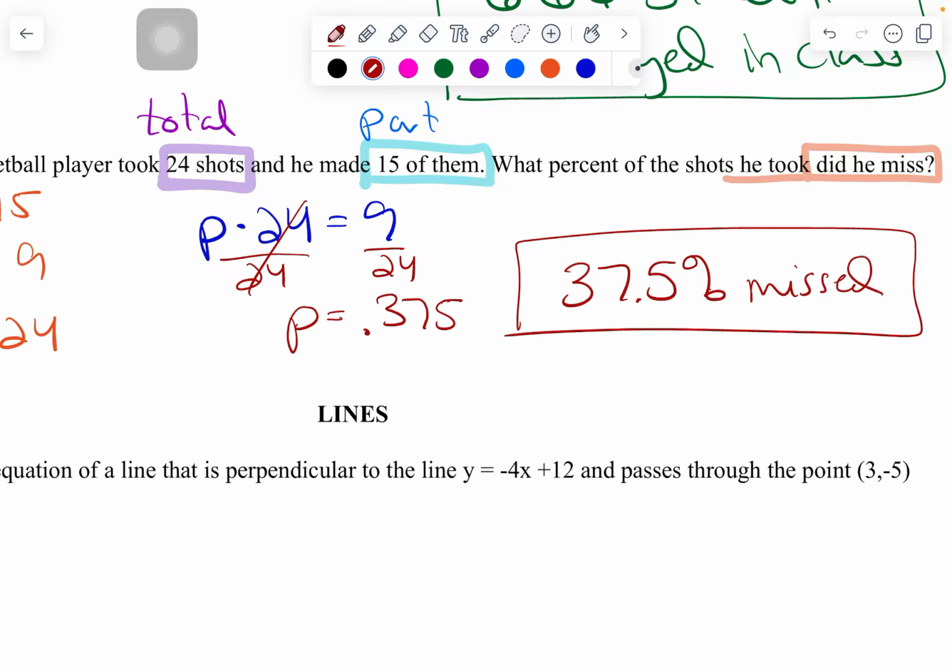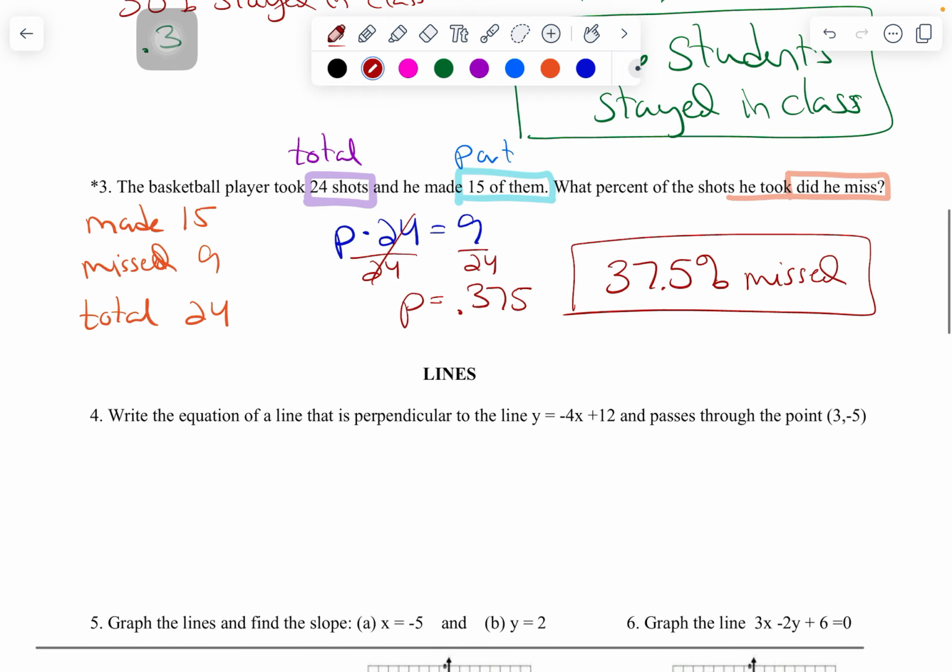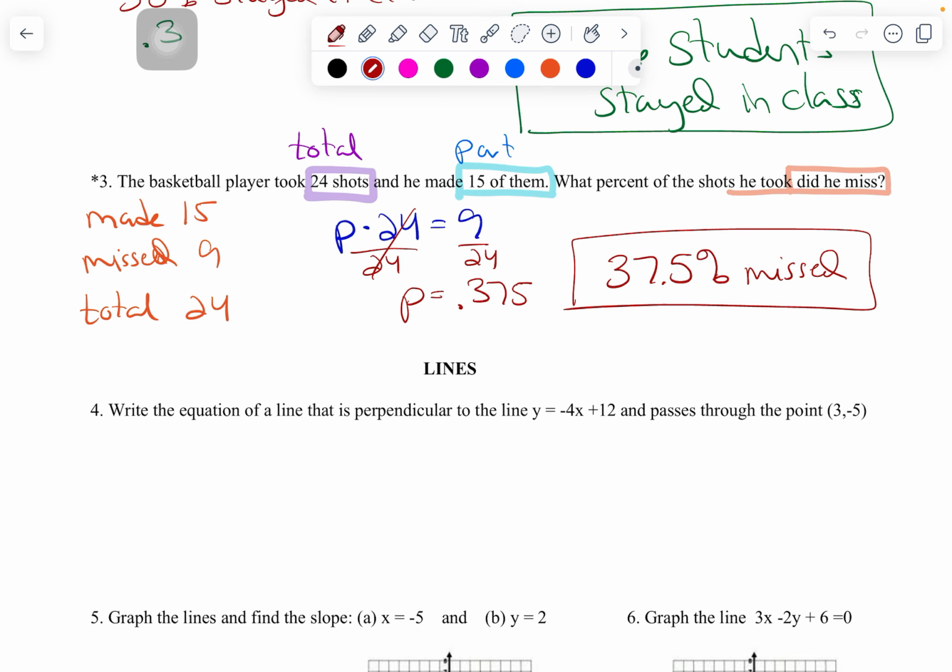All right, so the formula that we're working with here, the setup that we're going to keep doing, is percent times total equals part. Definitely use a calculator for these, so make sure you're using that. If you have any questions or concerns, let me know. I will do another video dealing with the bottom half of this note sheet, which is going to be on lines. All right, we will see you in the next one.